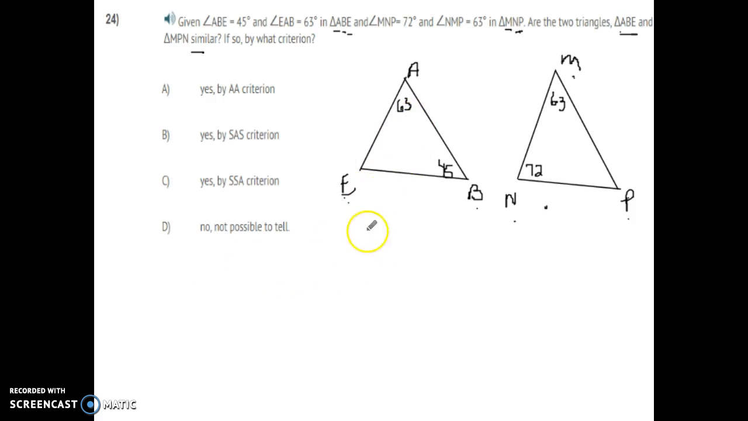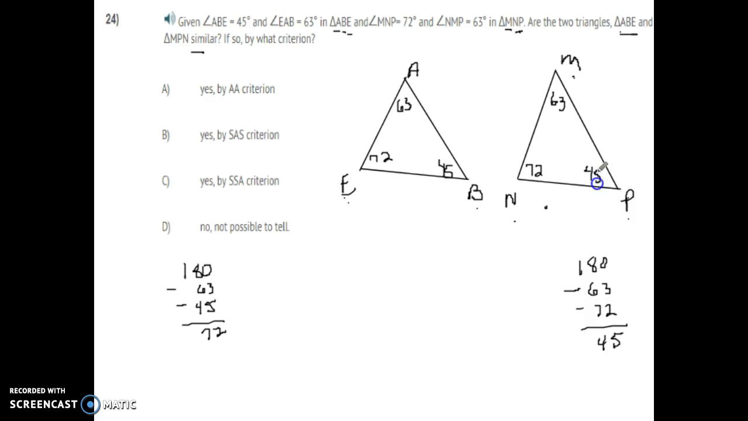So if I take 180 and I subtract 63 and 45, I will get 72. So this angle is 72. And then same thing, if I take 180 and I subtract 63 and 72, I do get 45. So if you notice, all three angles are congruent, and so they are similar.